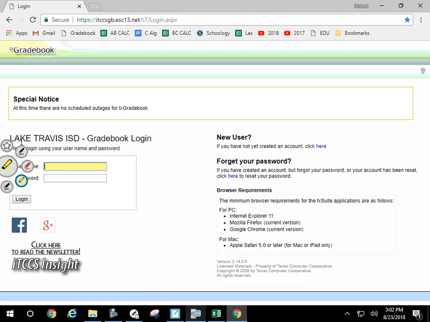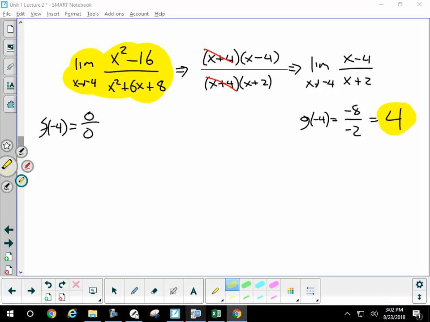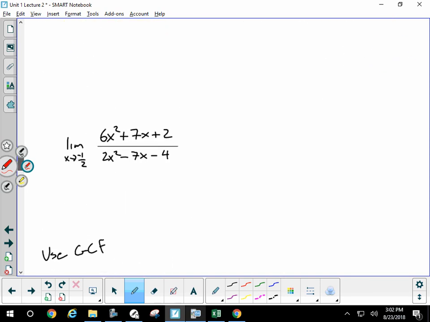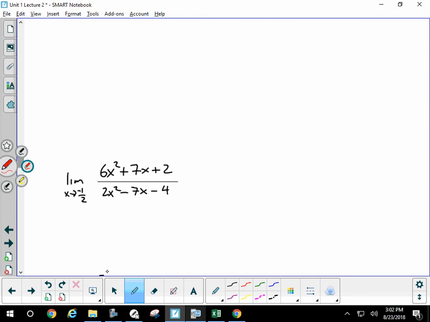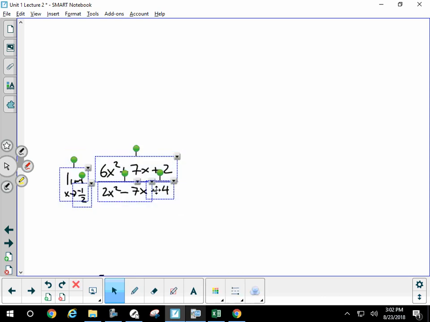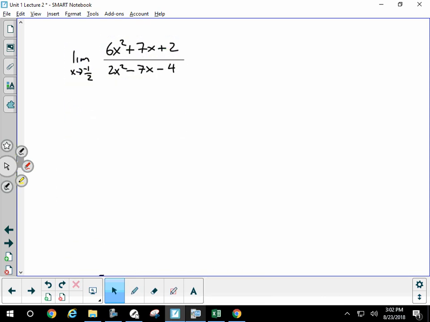Remember, the final step is to plug in our value for x. Okay, we want to make sure we don't forget that step. This one has 2 quadratics with leading coefficients that are different than 1. There are many different ways to factor these. I'm sure you have learned your own ways in the past.